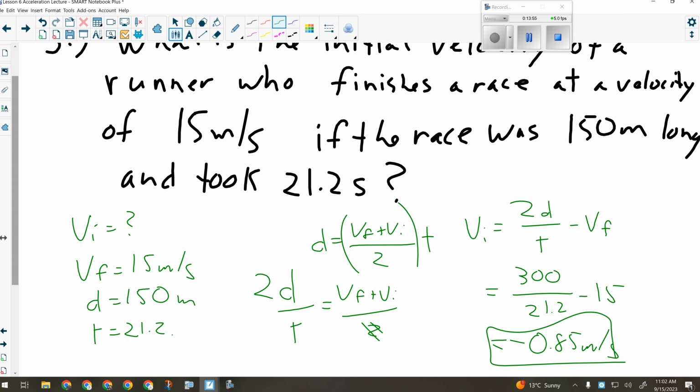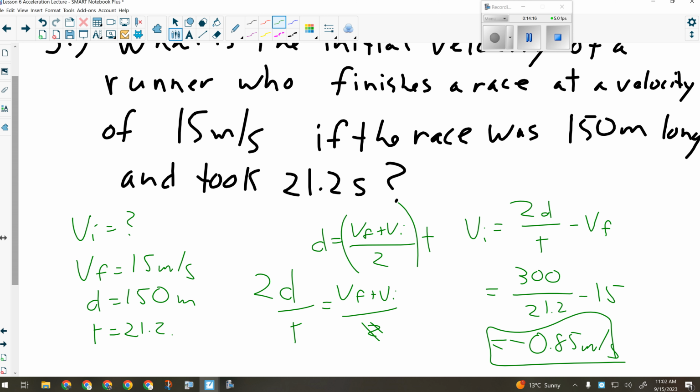practical question. What kinds of things in the real world could affect your rate of acceleration? Air resistance. Air resistance is a big one. What else? Friction. Okay, so rolling friction along the ground. Air resistance is a type of friction. It's just friction between you and the air.